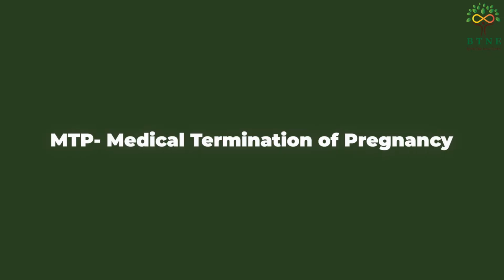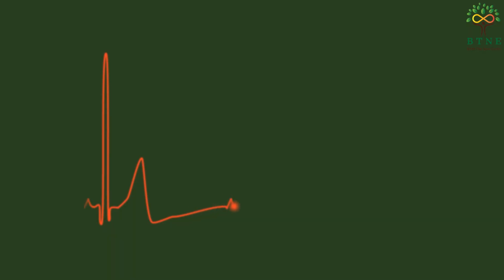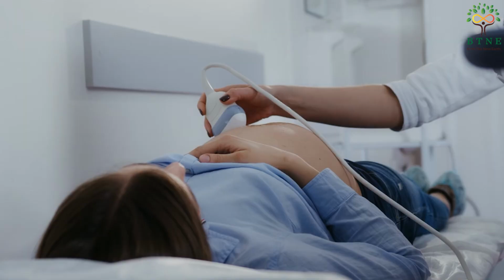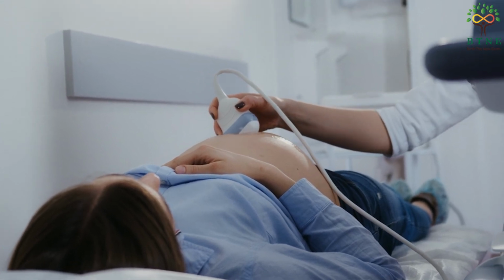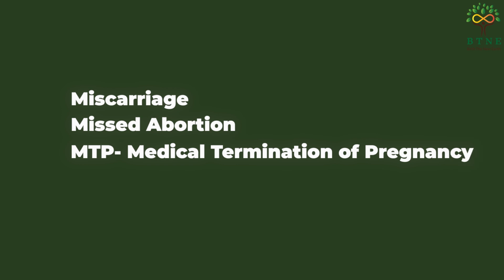There is another term which is called MTP, medical termination of pregnancy. This is a termination of pregnancy, meaning the pregnancy is going on fine, the heartbeat is also there, but because of certain reasons, it is being terminated. There is also something called missed abortion. It is when there is no bleeding, no symptom, and the mother doesn't know if there's anything wrong. She goes for a scan, and on the scan, they see that the heartbeat is not there. Then it is called a missed abortion. Right, so miscarriage, missed abortion, and MTP is medical termination of pregnancy.